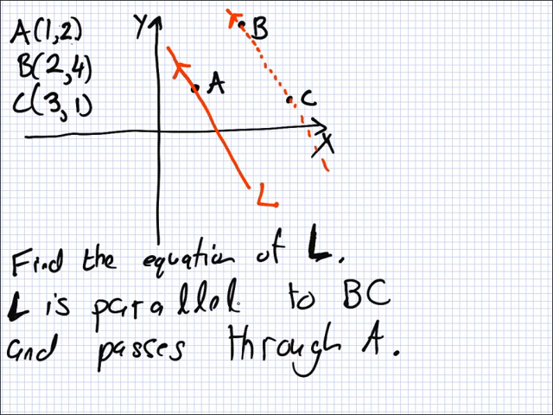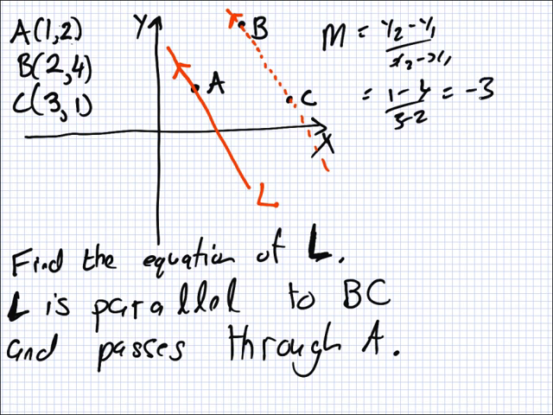Equals minus 3x plus 5. Anyone else get that? Yeah. Yes. Good stuff. So, first we'll get the slope. So that's using the formula y2 minus y1 over x2 minus x1, which will be 1 minus 4 over 3 minus 2, isn't it? Which is minus 3.